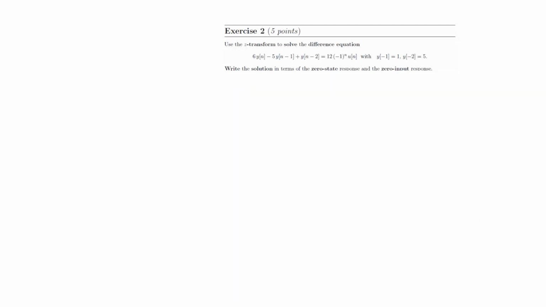Let us have a look at the second exercise, where you have to solve a difference equation using the z transform. Pay attention, you have to write the solution in terms of the zero state response and the zero input response. As usual, try to do this exercise by yourself and push the pause button.